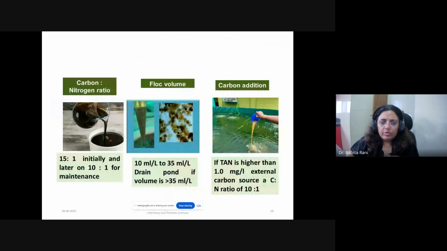So these are the thumb rules. Initially you can maintain a carbon nitrogen ratio of 15:1, later on you can reduce it to 10:1. And floc volume, as we saw already in the Imhoff cone, you can let it reach up to 35 ml and nothing will happen, but it is always better to control the floc volume within 20 to 25 ml per liter. Whenever floc volume is very high, you can cut off the aeration for 20 minutes and let it settle. Remove the sludge, maybe 100 to 200 liters of sludge. And if it is higher than 1 milligram per liter, add an external carbon source.